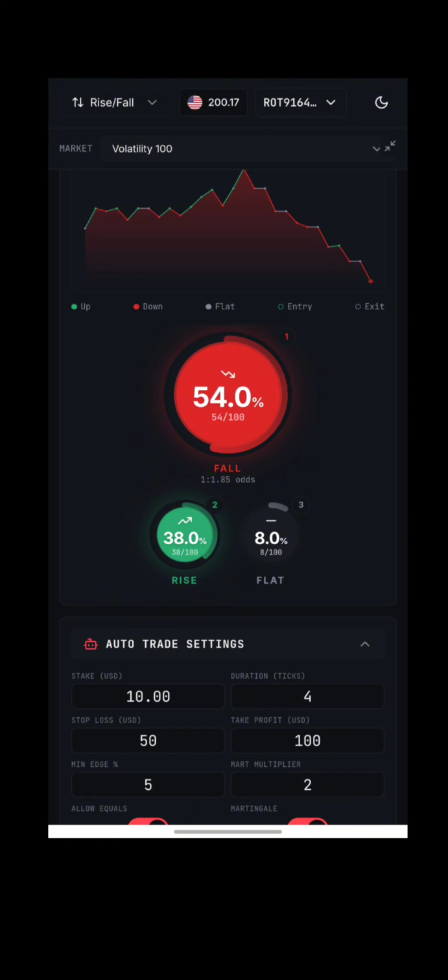So if you want to change your way of trading, and if you want to simplify your way of trading, and if you want to get the precise entries on Deriv, make sure that you incorporate these AI tools.